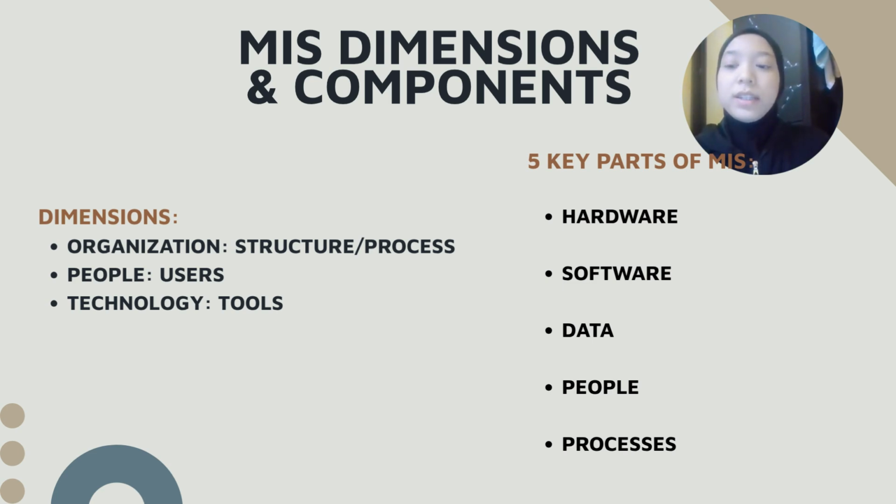So, for the second one, which is people. This includes all individuals who interact with MIS. There are many roles here, from managers who use the system for decision making, to IT specialists who design and maintain the system, and employees who input or analyze data. Without people, the system has no purpose. It's the human interaction that brings data to life. And lastly, training and user involvement are critical for MIS success. If users don't understand how to use the system or don't trust it, the system won't be effective.